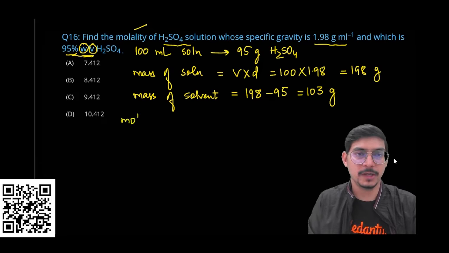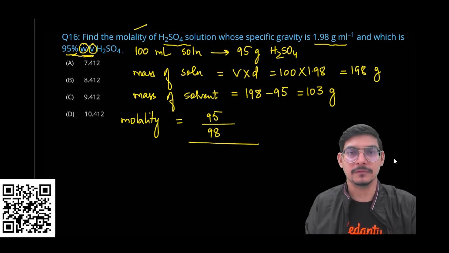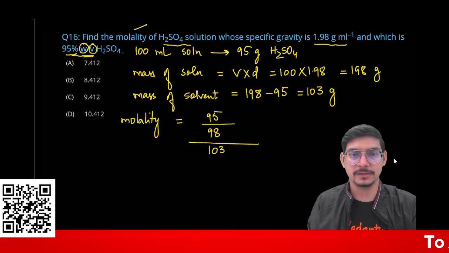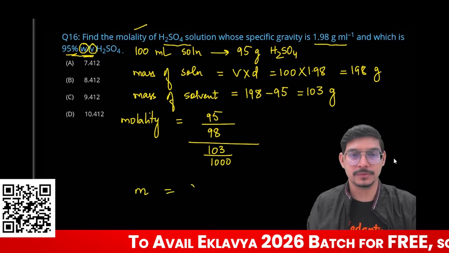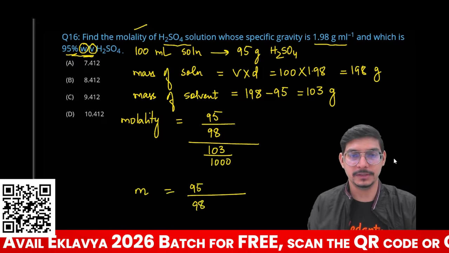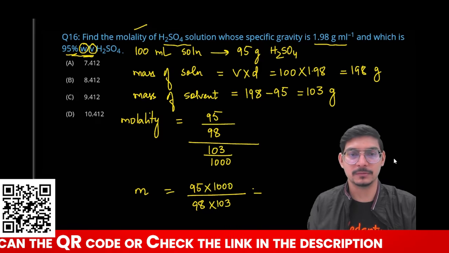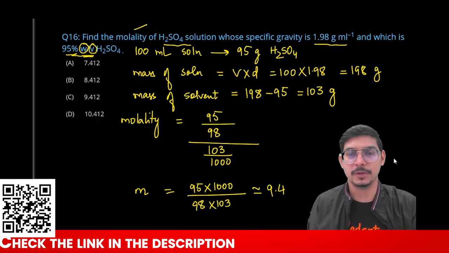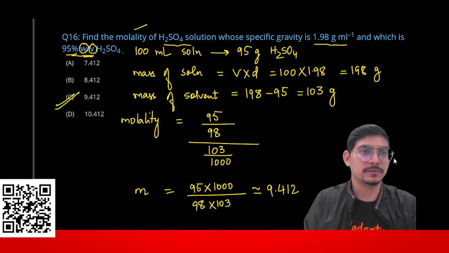So let us calculate the molality of the solution, which is number of moles of solute divided by mass of solvent in kg. Number of moles is mass 95 divided by molar mass of H2SO4, which is 98 gram per mole. The mass of solvent is 103 gram, and to find it in kilogram, we have to divide it by 1000. So molality of the solution comes out to be 95 divided by 98 multiplied by 103, and then, back in the numerator, multiplied by 1000. If you do this calculation, this comes out to be approximately 9.412 mole per kg. So that is the correct answer of this question, which is option C.